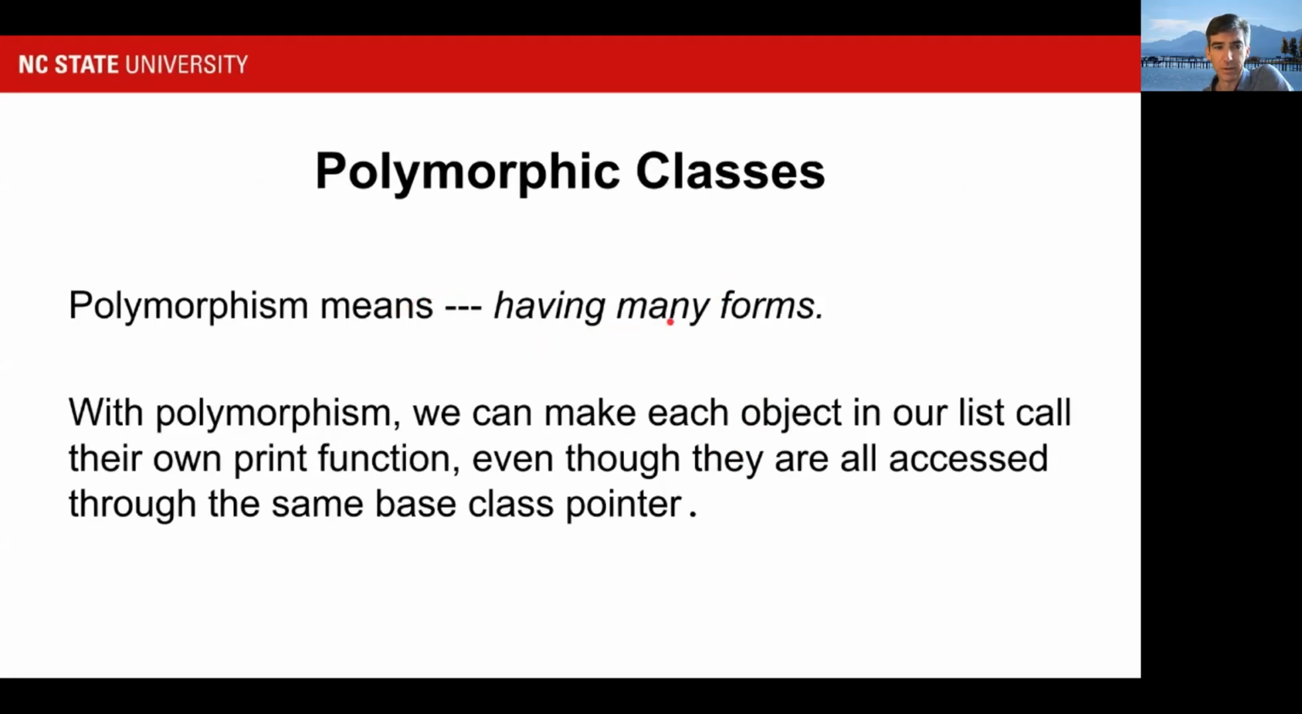Polymorphism means having many forms. And with polymorphism, we can make each object in our list call their own print function, even though they're all accessed through the same base class pointer. What we saw before, when I ran the code and it printed object, object, object, that was not polymorphism. But now I'm going to make it be polymorphic. And I'm going to make each one of those objects call their overridden function properly.